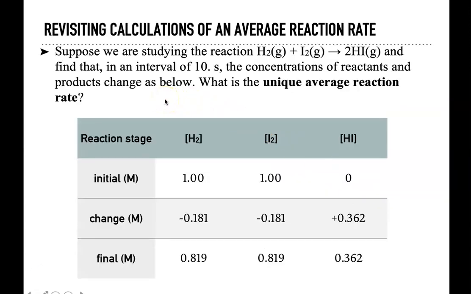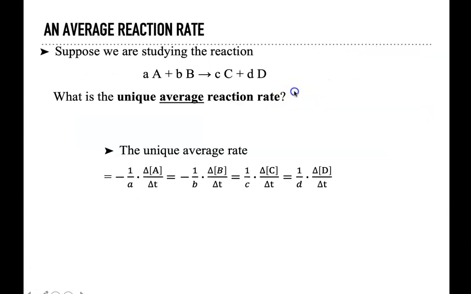Now we revisit this problem. Hydrogen and iodine in a gas phase reaction form hydrogen iodide, per 10 seconds. We found that the rate of consumption and the rate of production are different. The rate of production was twice the rate of consumption. Then what is the unique average reaction rate?